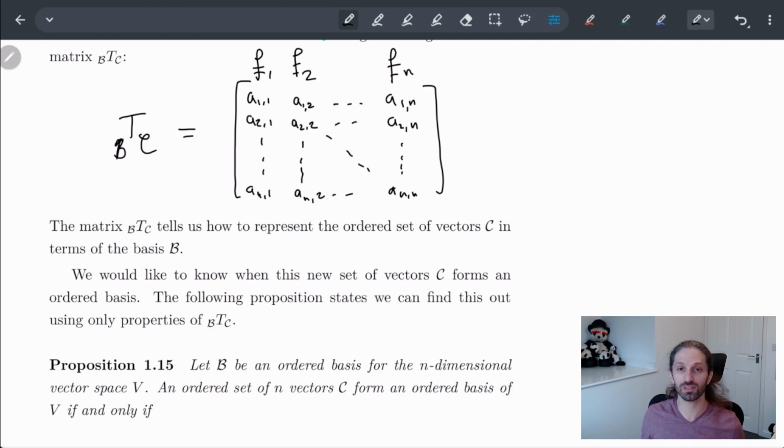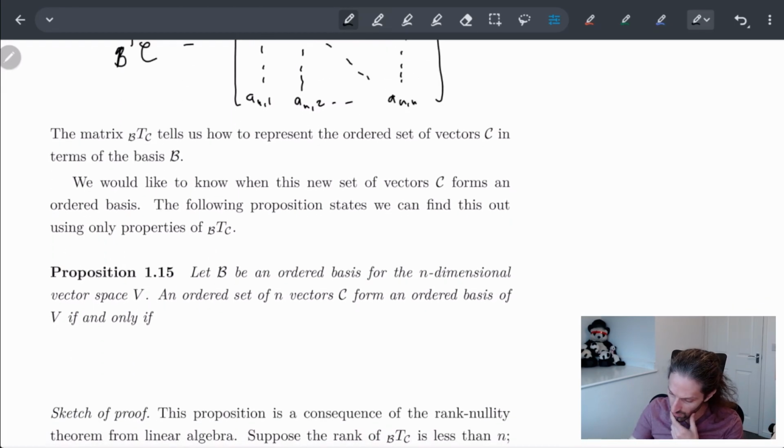So this matrix is basically telling us how to represent elements in C from elements in B. But this is not always necessarily going to give us something nice. How do we know? If I give you an arbitrary matrix, how do I know I'm going from one basis to another? How do I know I'm not going to something where the set of vectors is linearly dependent on one another?